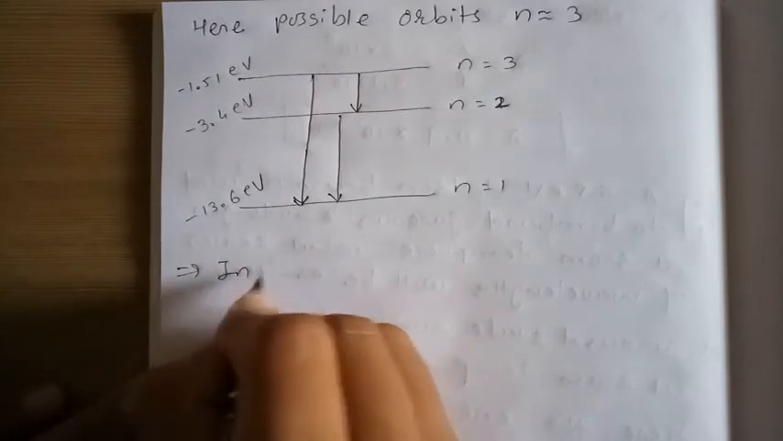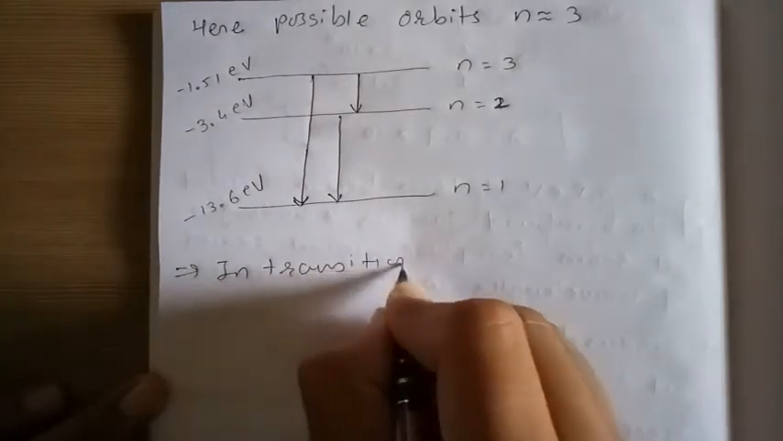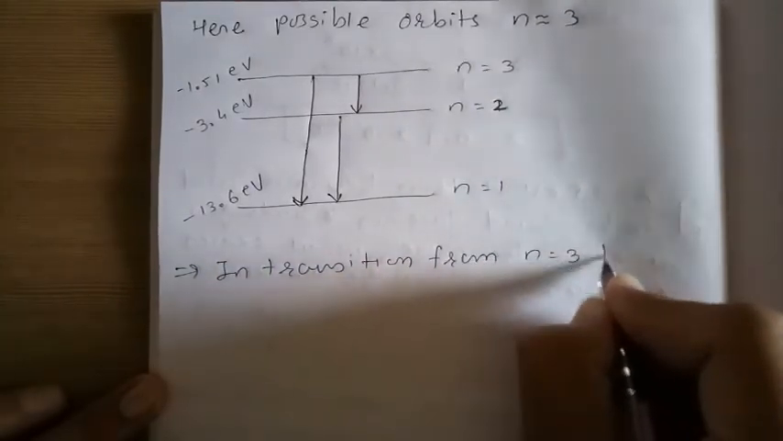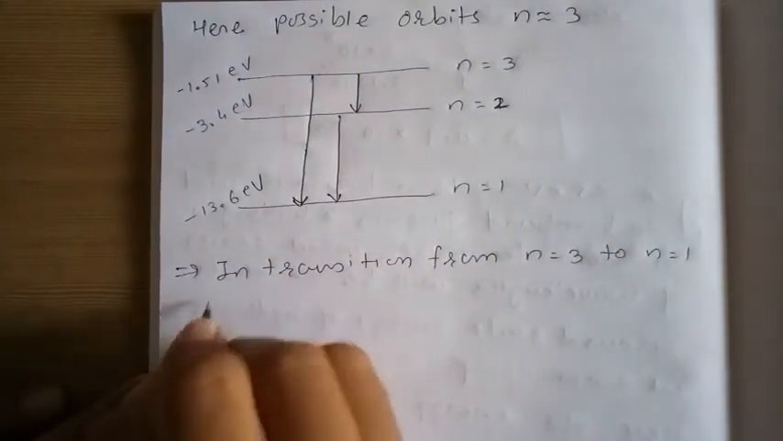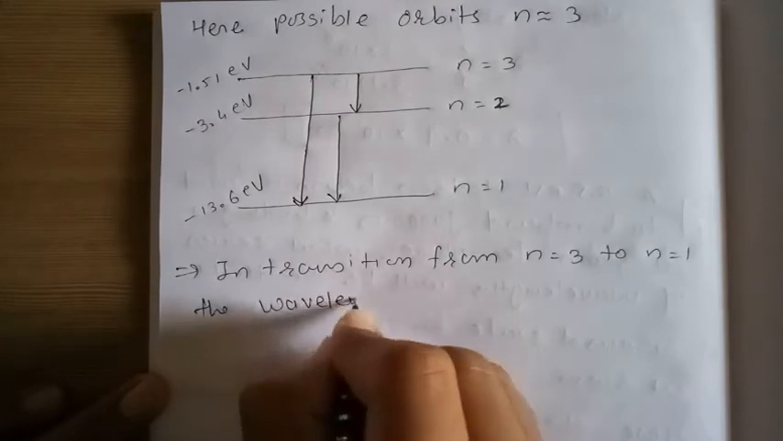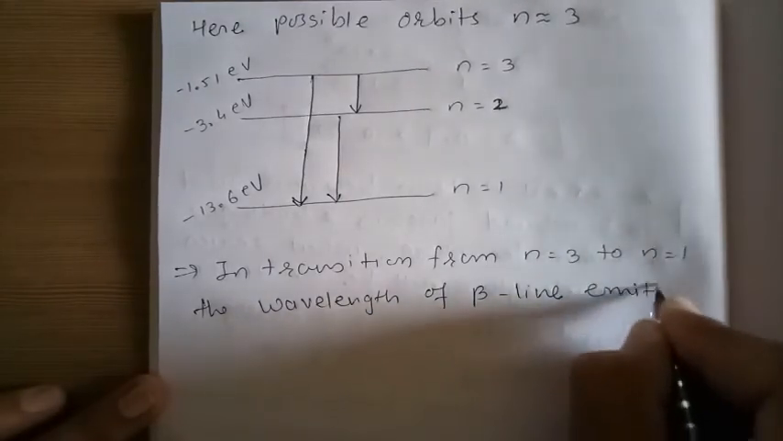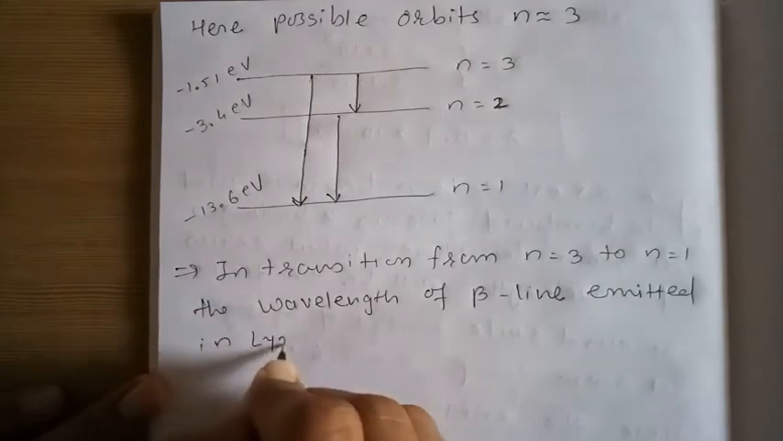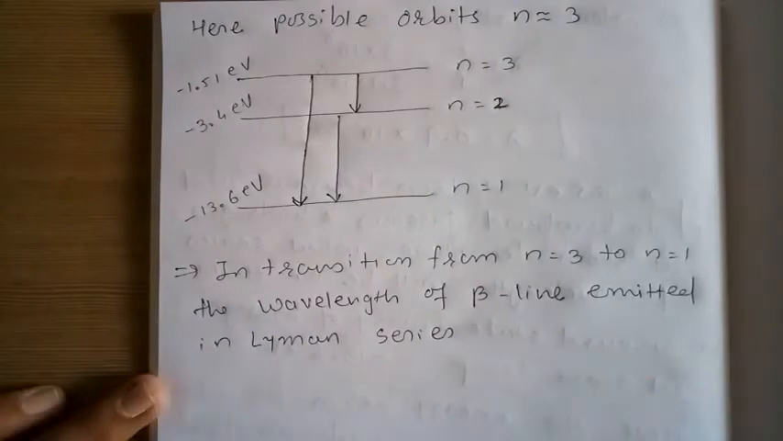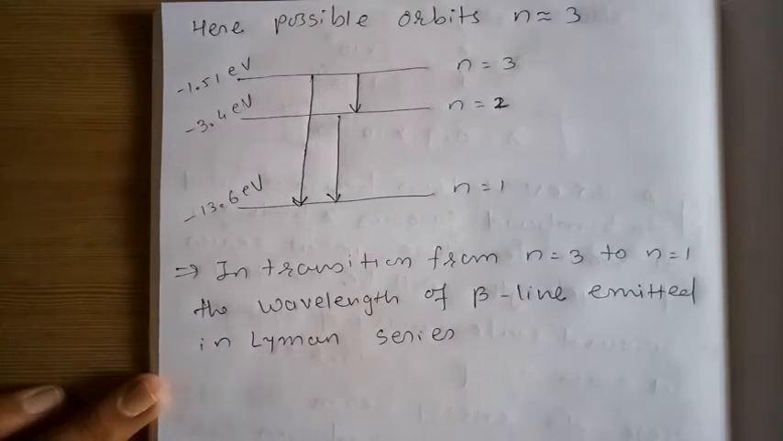So in the transition from n equals 3 to n equals 1, the wavelength of the beta line emitted in the Lyman series. To find the value of wavelength, we know the formula E equals hc by lambda. So we can use lambda equals hc by E.